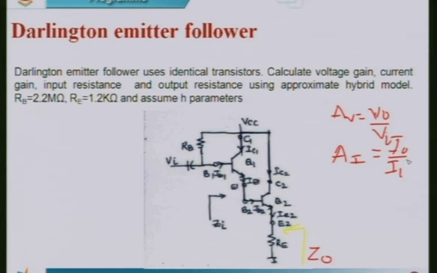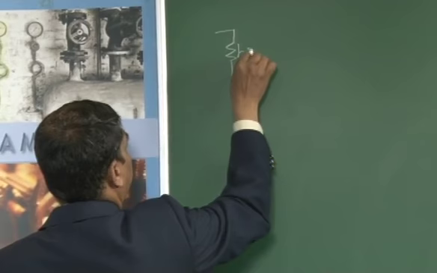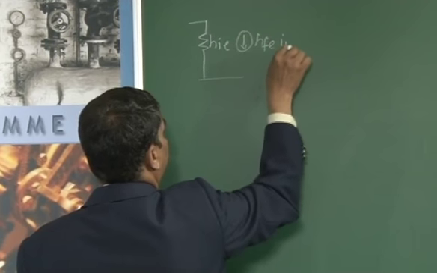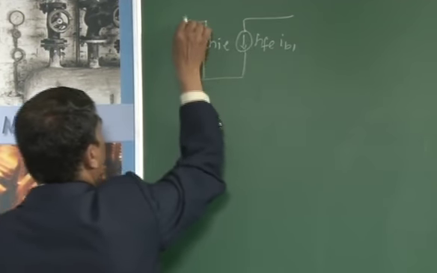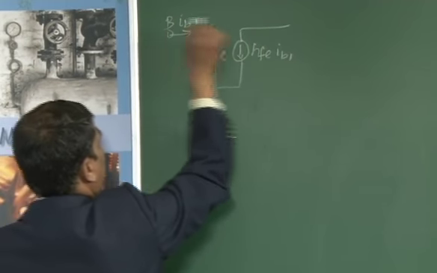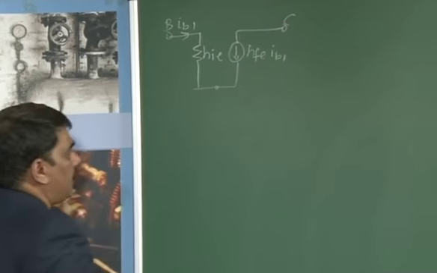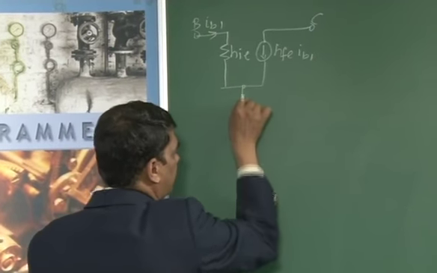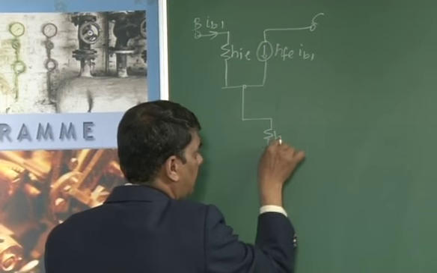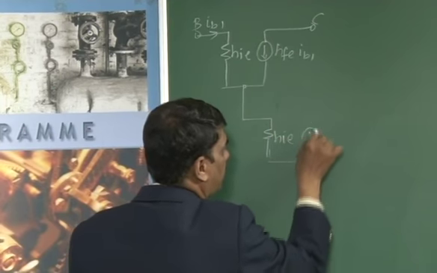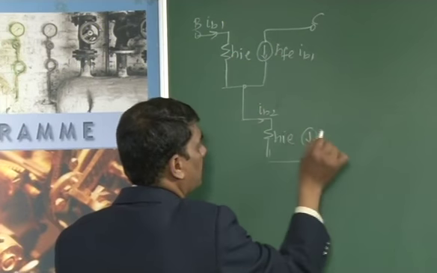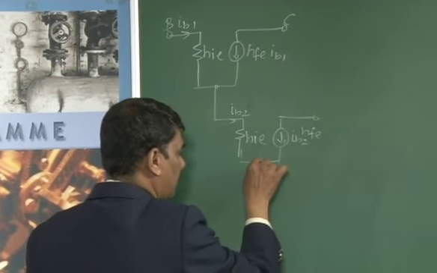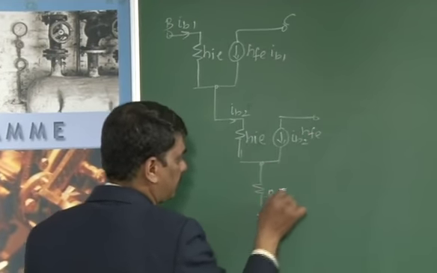In the hybrid model, this is the first stage input resistance hie, and this is hfe times Ib1, the current flowing through the base, collector and emitter. The second transistor is cascaded directly from the emitter of the first, connecting to the base of the second, with an identical hie, and the current flowing through it is Ib2. Then this current is hfe times Ib2, and the resistance RE is connected across this point.